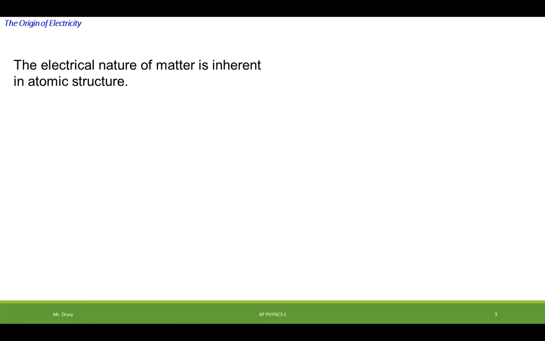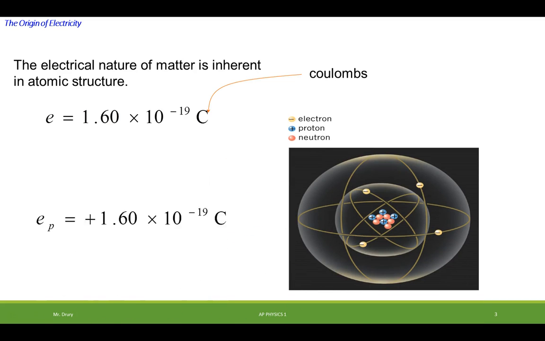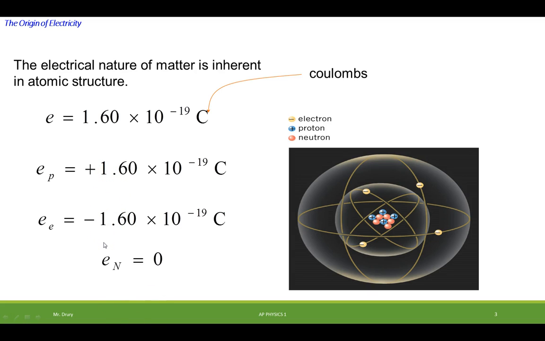The electric nature of matter is inherent in the atomic structure as well. The charge of a proton is 1.60 times 10 to the negative 19th coulombs, and the electron has the same charge but negative. So the charge of an electron and a proton are exactly the same, but one's positive, one's negative. So what does that tell you? That means if you have just as many protons as electrons, you're electrically neutral. And when we measure charge, we measure it in a unit called coulombs. As you can see, the charge of a neutron is 0 because there is no charge on a neutron.